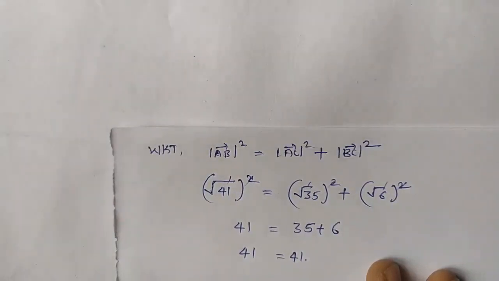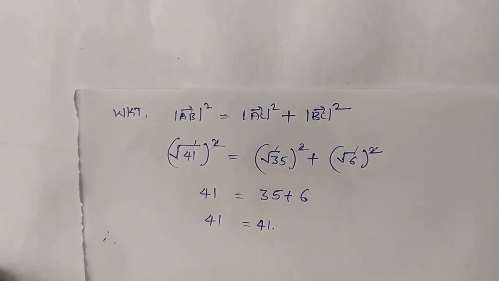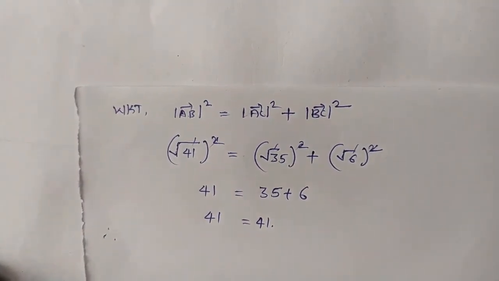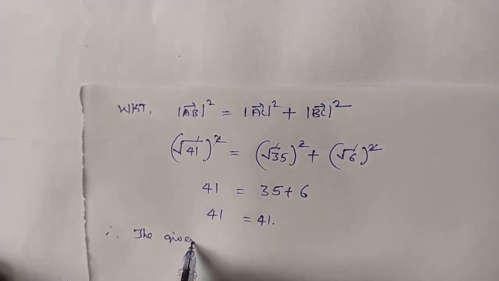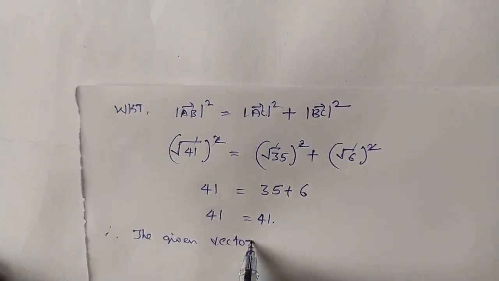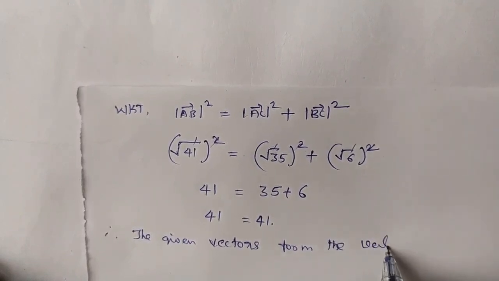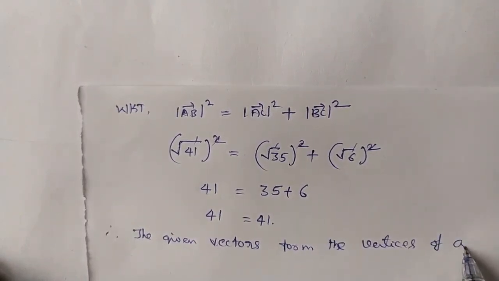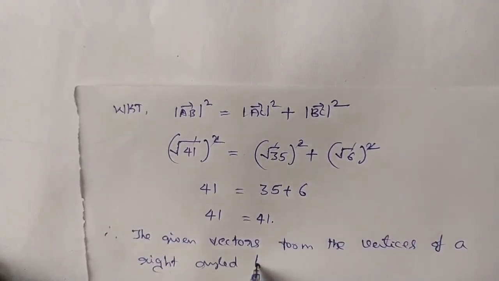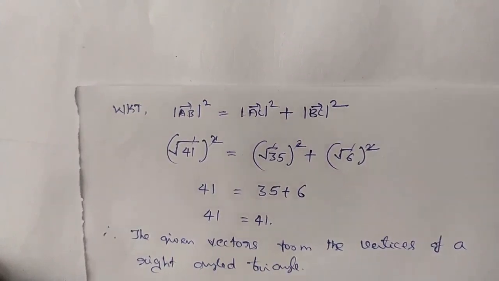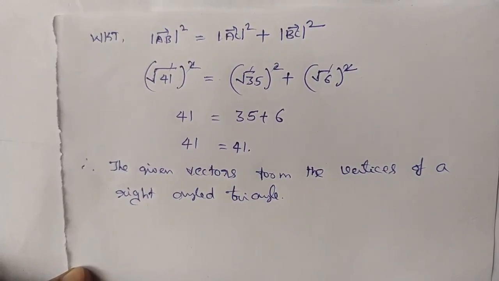Yes, it is equal. Hence, write the conclusion that the given vectors form the vertices of a right angled triangle. Understand? So hence it is the solution for the question.